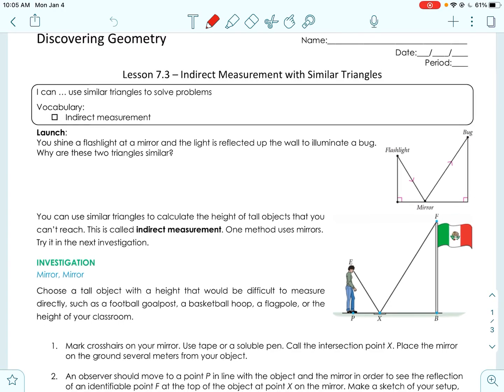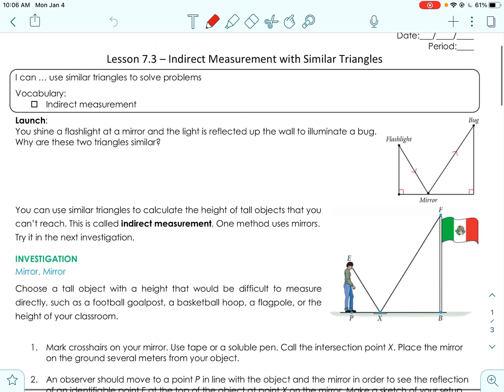And if you recall from lesson 7.2, we came up with a few ways to tell if two triangles are similar. One of the shortcuts that we came up with was angle-angle. And what that said was that if two triangles have two congruent angles, then those triangles are similar.